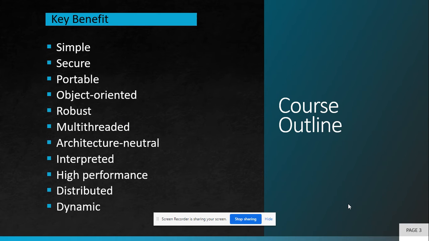So I'm going to say what the key benefits are, why I'm going to use Java, what Java technology provides to people, and how it helps in the IT sector or information technology sector, how it is so in demand nowadays. You can say it is simple, secure, portable, object oriented, robust, multi-threaded, architecture neutral, interpreted, high performance, distributed, dynamic. If you are new to Java or new to IT technology, don't worry, we'll go one by one. We'll learn what all this terminology is. So don't worry, we'll go one by one.